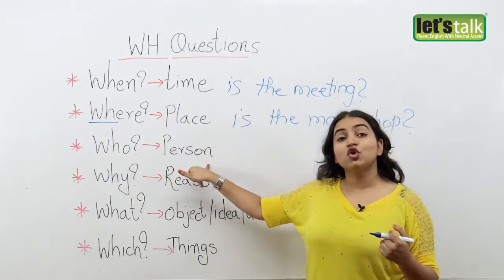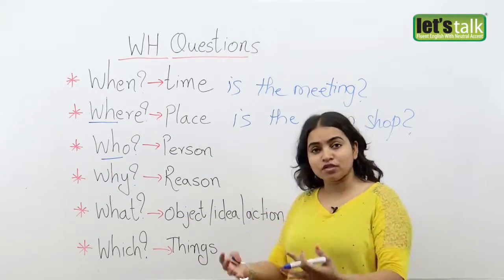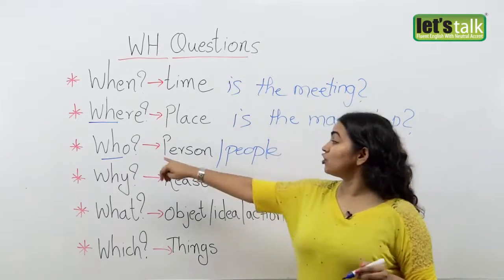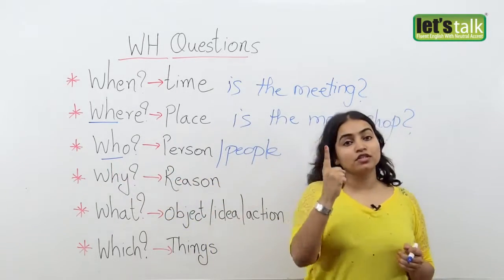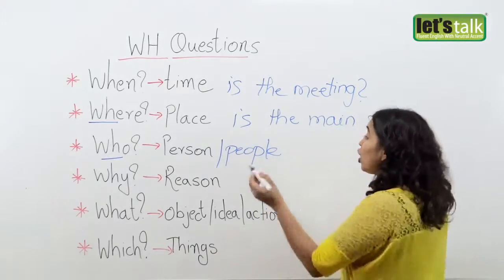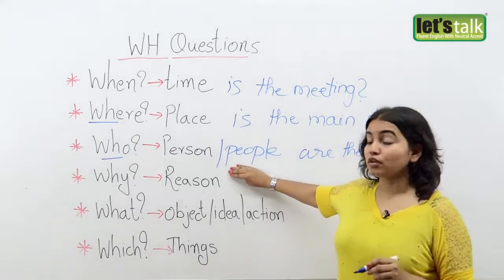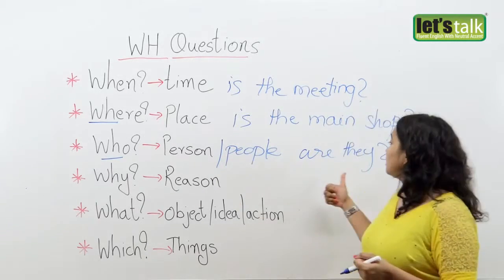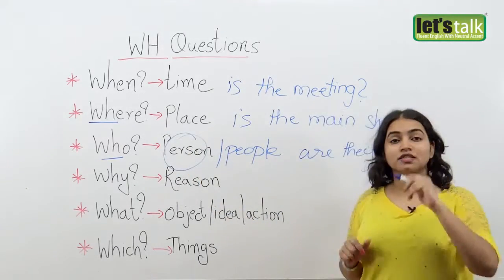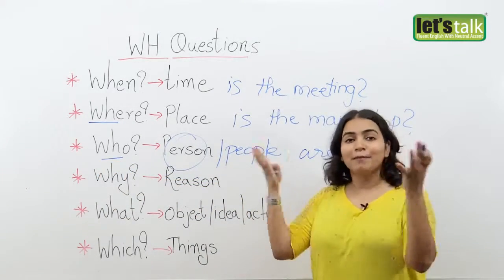And then you have a question called who. This is always to know about a person or people. So you use the question who when you are talking about a singular person or people, which would be the plural form of a person. So I could say, who are they? So I'm talking about people, the plural. I could say, who is the boy wearing green? Who is he? That's when I talk about a singular person. And that's where you use the word who, to know about a person or to know about people.